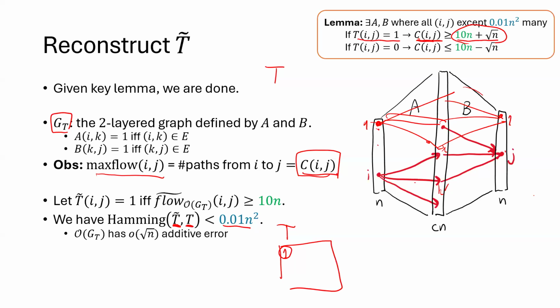So if this is 1 here, the oracle will still report that this is more than 10n because the error is less than root n. If this is 0, then the number of paths is less than 10n minus root n. So what it will return is still less. It's going to say that this is less than 10n. So for any entry of T such that that relationship holds, you recover that entry of T. But this is wrong only on 1%. So you're going to get some matrix T tilde that is wrong on 1% of entries.